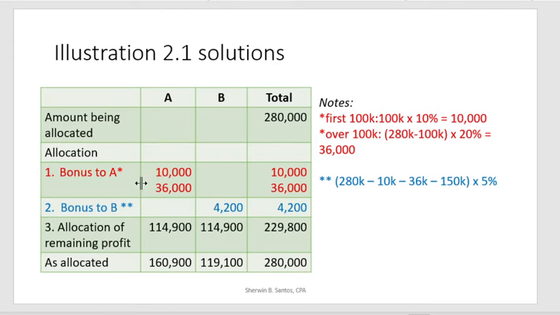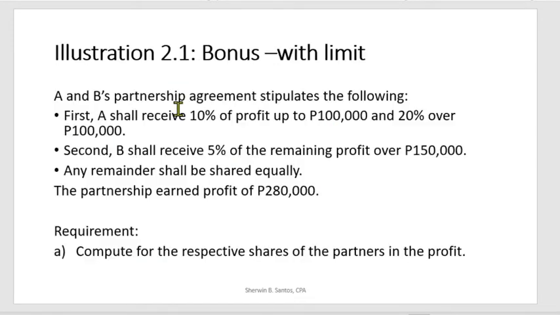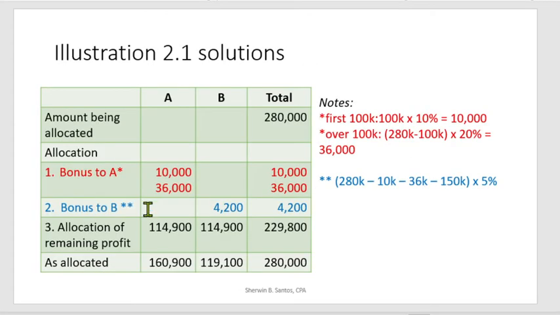Ang sabi dito, the bonus to A is 10% of the profit up to 100,000 and 20% of over 100,000. So, 10% ng 100,000 ay 10,000. So, ito yung naka-red, red, blue, blue. First 100K, 100K times 10% is 10,000. Then yung excess, magkano ang excess? 280 minus 100K, 180 yon times 20% is 36,000. So, yan yung bonus ni A.